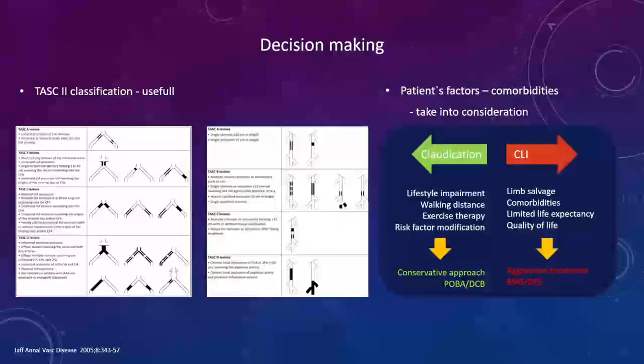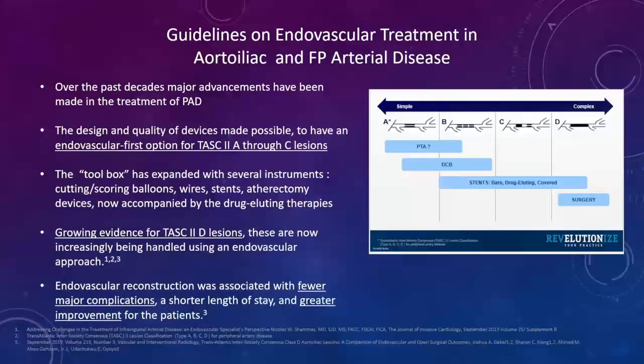Other factors we would like to take into consideration are the patient's factors and the comorbidities. If we have a claudication patient, we would like to work on the lifestyle improvement, the walking distance improvement, exercise therapy or risk factor modification. In these cases, we are more conservative, so we are using more balloon angioplasty or drug-coated balloons. But in case the patient has critical limb ischemia, we would like to save the limb, or we have a limited life expectancy, we are more aggressive, so we are using scaffold, bare metal stents, or even drug-eluting stent technologies. So what are the guidelines?